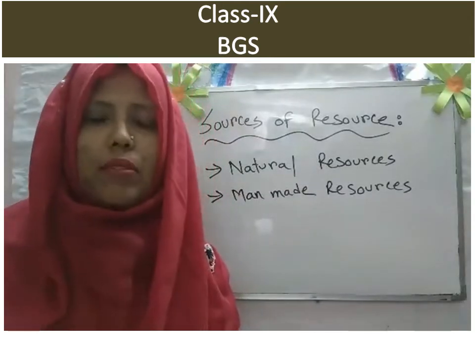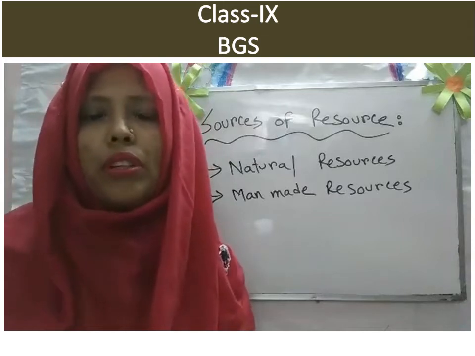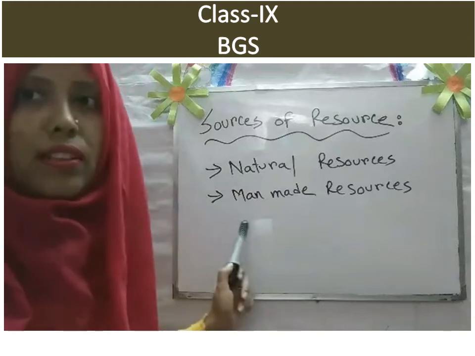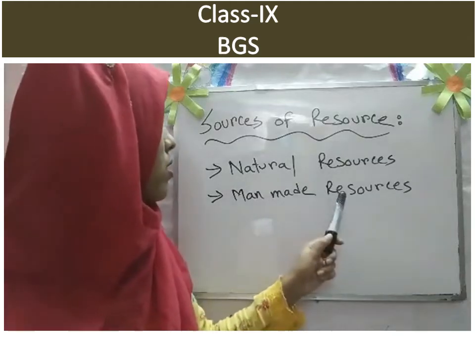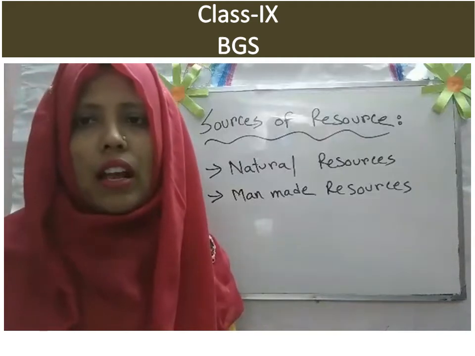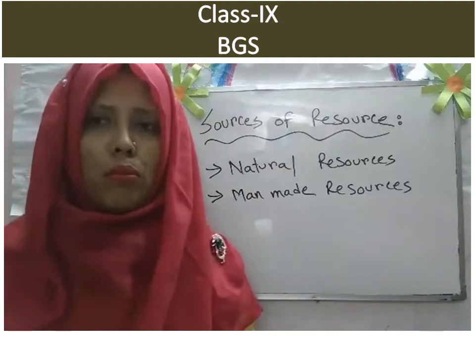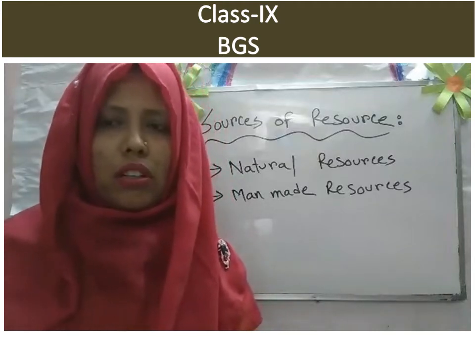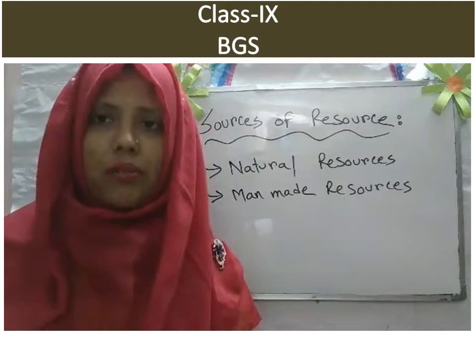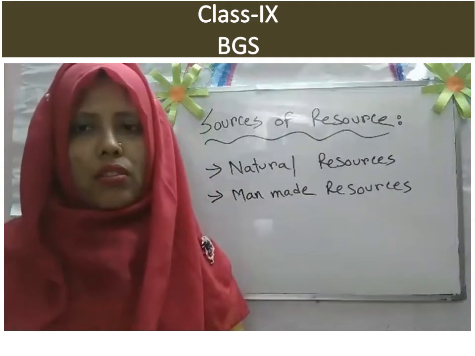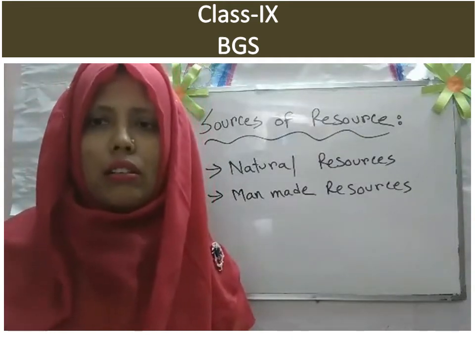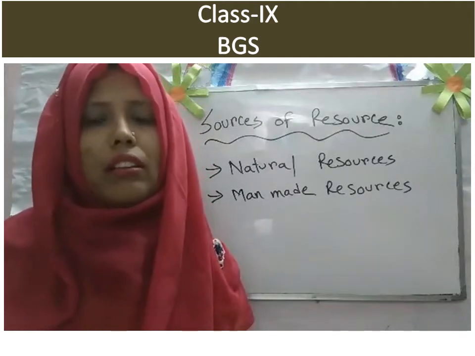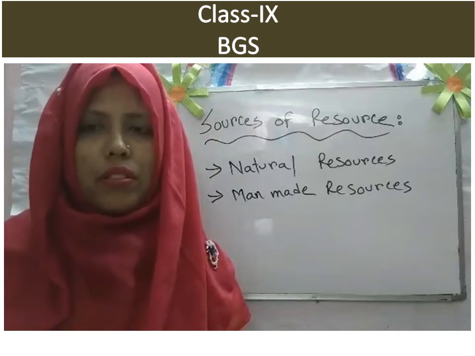We have understood the types of resources. But where are we getting these resources from? The resource has two sources. First is natural resources and the second is man-made resources. Natural resources means the goods or resources we get from nature. That is called natural resource. And resources made by man or woman, made by humans, are called man-made resources.